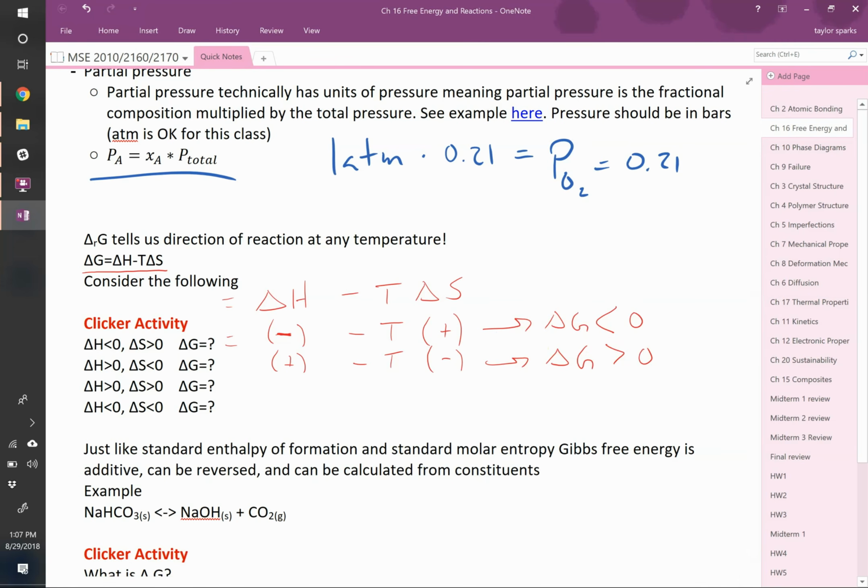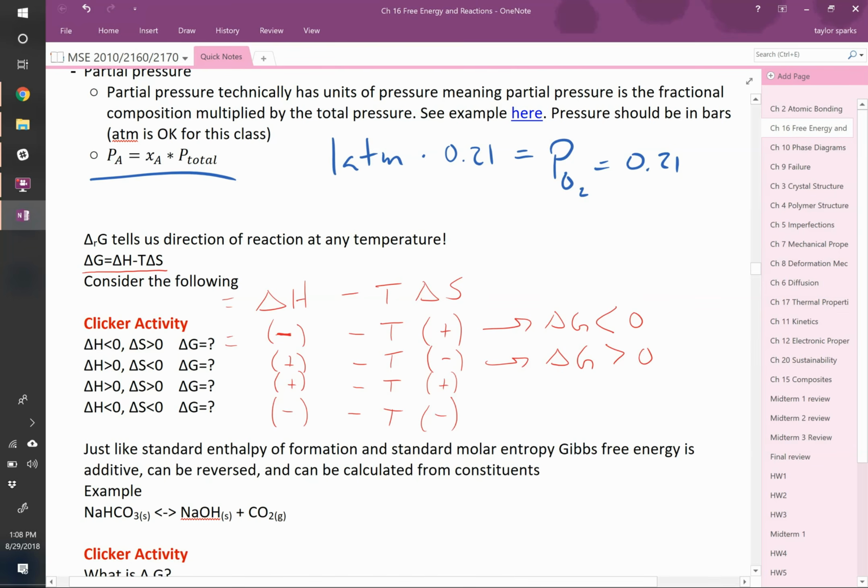But how about this one? In this case, it's endothermic, so it's positive H minus T, but this time the entropy increases. Or how about this one? It's exothermic, so delta H is less than 0, and it's minus T, but the entropy goes down, so that's a negative. In these last two cases, it completely depends on temperature. It's conflicting. Enthalpy and entropy are both arguing for different things. One says the reaction should go forward, one says hold your horses, it should go backwards. So how do you know which one wins? It's going to depend on temperature.